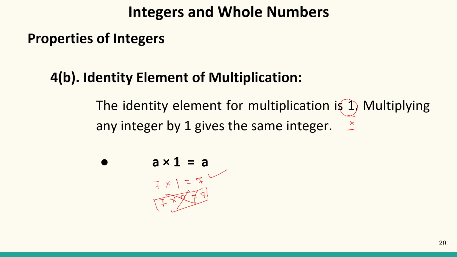So 1 is the identity element of multiplication. So 0 is the identity element for addition, and 1 is the identity element for multiplication.